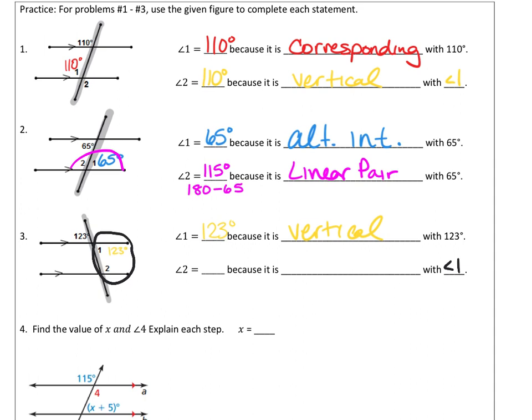So we know that these have to add up to 180. So we're going to do 180 minus 123. What? I just totally did those numbers backwards. Oops. 180 minus 123, which means that's going to be 57 degrees, again, because it's consecutive interior angles, or same side interior angles. Those are the same words.